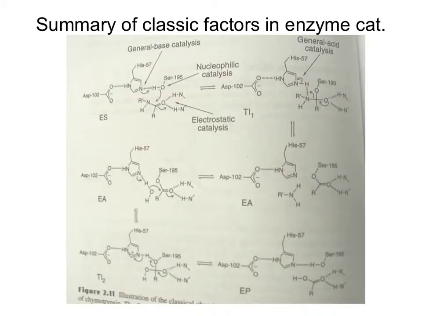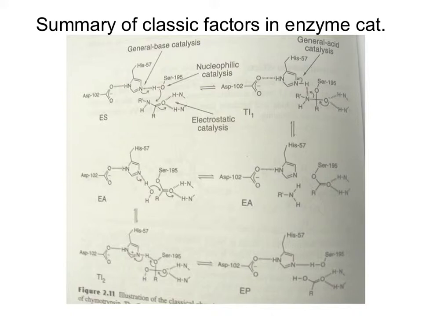So here's an example that summarizes the classic factors that we've discussed on enzyme catalysis. Here is the enzyme, and here's the substrate. So here's the enzyme substrate complex, in which you have the histidine serving as a general base, deprotonating the nucleophile, serine in this case, which then makes this nucleophilic to do the reaction and react with this electrophilic carbon. And this is stabilized by residues electrostatically in the pocket.